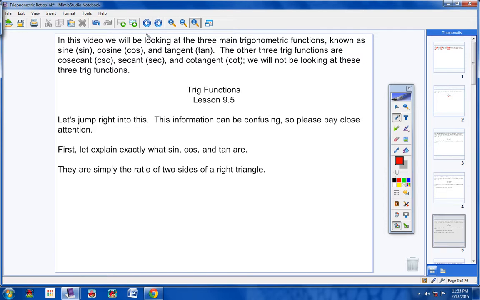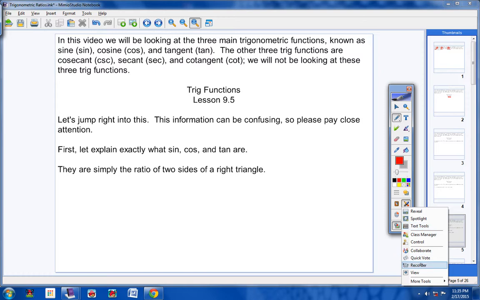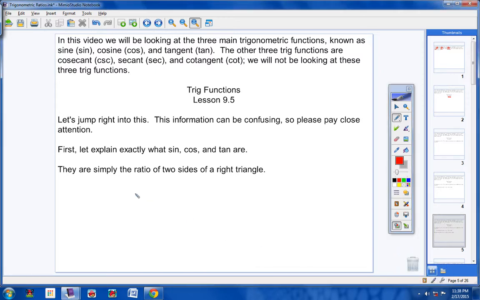Write this down. Sine, cosine, and tangent are the ratio of the two sides of a right triangle. So students, I'm going to say that again. When I ask you to find the sine, cosine, or tangent of a given angle, all that you are doing is writing the ratio of two sides of a right triangle. Now think how easy that is.